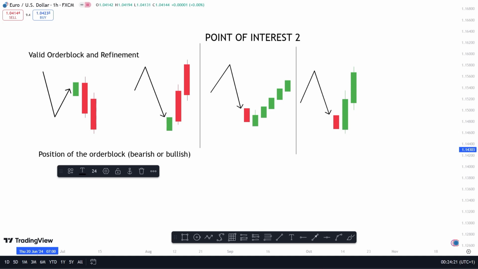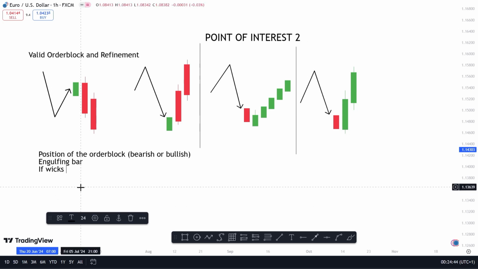The second thing you need to consider while working with order blocks is if there is an engulfing bar. Again, this can be a bearish engulfing bar or a bullish engulfing bar depending on the order block. And then check if the wicks cleared liquidity. So you can see what I'm typing, let me bring this down. Check if the wicks cleared liquidity.